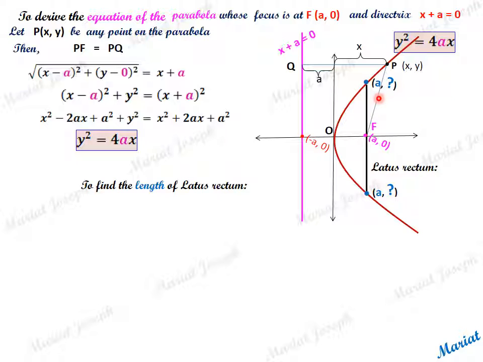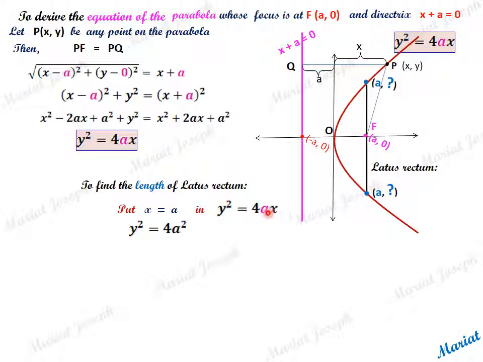The x coordinate will be a for both of these points, as the latus rectum is drawn perpendicular through the focus. Now we need to get the y coordinate. But we know both of these points are supposed to lie on the parabola. So this y coordinate and x coordinate should satisfy this equation of the parabola. So I'm going to put x is equal to a in the equation of the parabola.